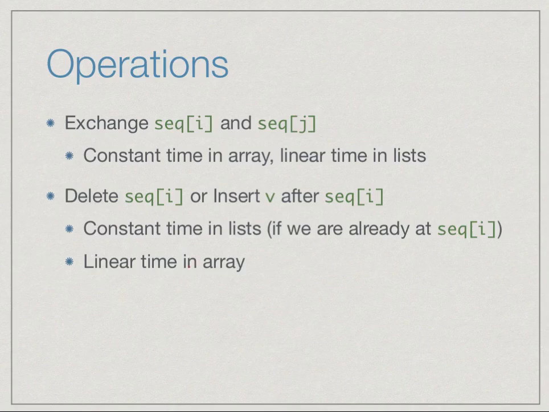On the other hand, as we have already seen, if we want to delete the value at position i, or insert a value after position i, this we can do efficiently in a list because we just have to shift some links around. Whereas in an array, we have to do some shifting of a large bunch of values before or after the thing, and that requires us to take time proportional to i.